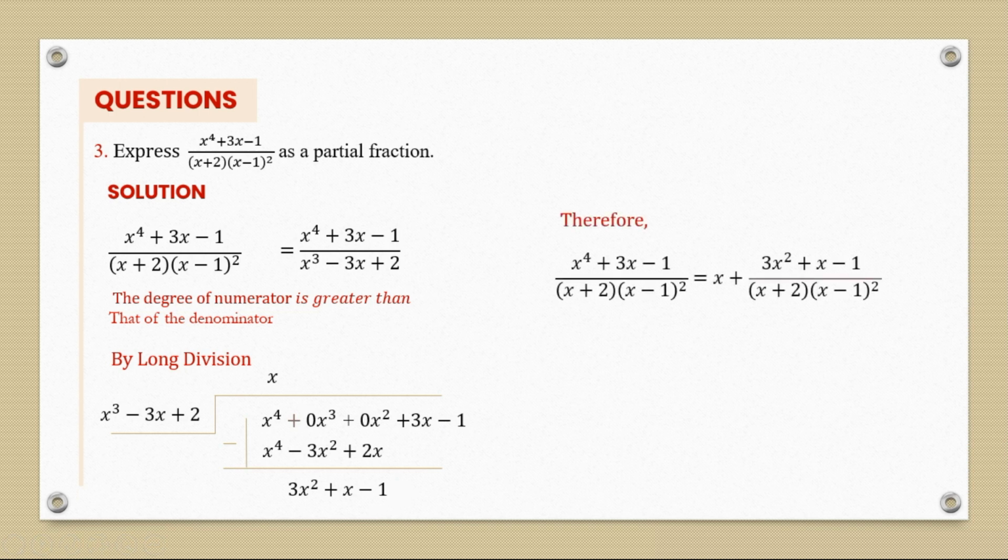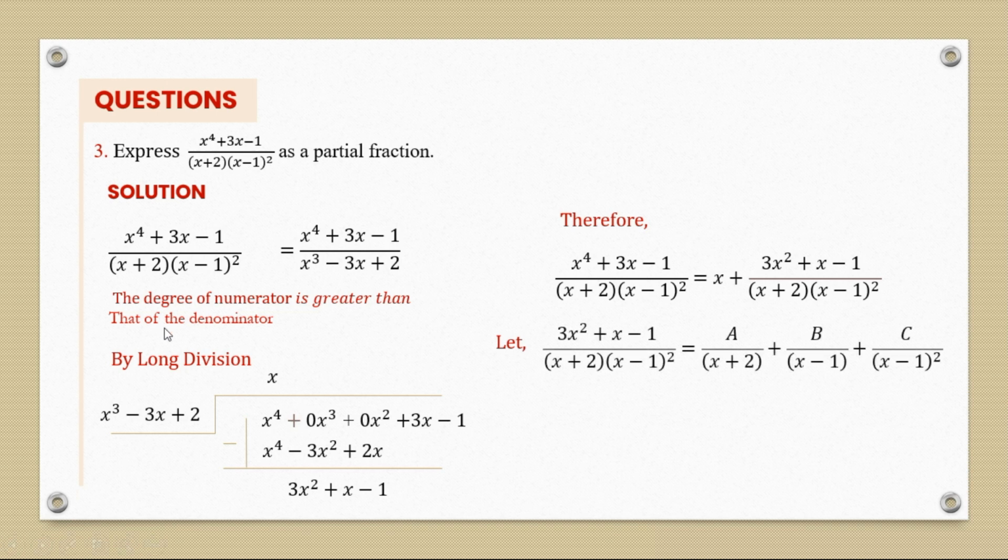So this is how it looked as a mixed fraction. The reason we stop is because this power here is already less than the power there, so we no longer need to continue with the long division. This is our mixed fraction. Now we're going to solve for this remaining part.